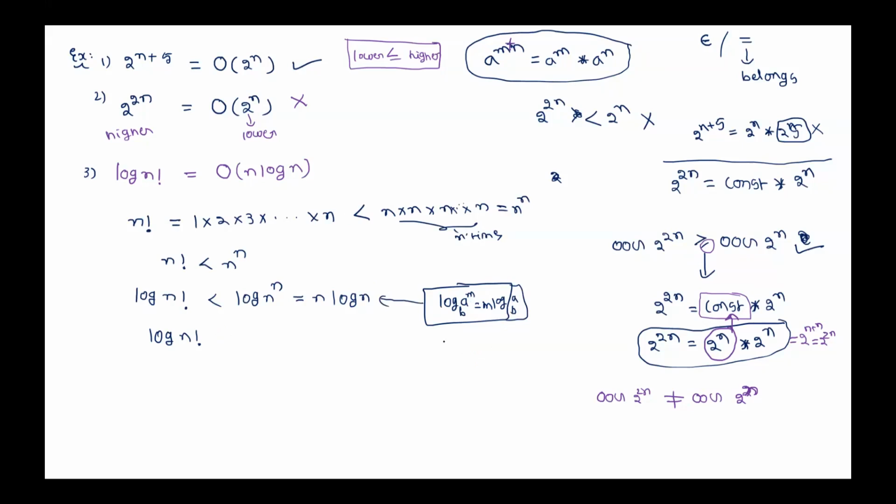Okay, so from this, what can we conclude? Both are equal? No, we are not concluding that. We have shown that order of growth of n factorial is smaller than order of growth of n log n. It may be equal also, that we don't know. At least we were able to show that order of growth of log n factorial is strictly lower than order of growth of n log n. Is this correct?